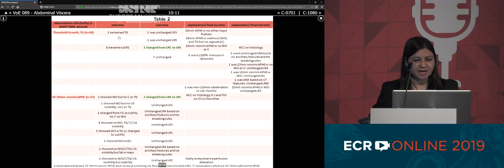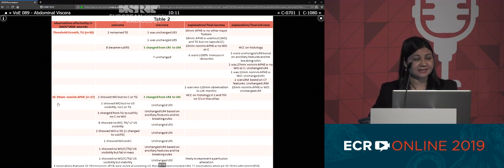It's a very busy table, but I'm going to direct your attention to these small groups and these figures. So 10 demonstrated threshold growth based on 2017 criteria. As 2018 criteria were applied, 2 remained threshold, but 8 became subthreshold. So what happened to these 8? Only 1 of the 8 changed category from LI-RADS 5 to 4, and 7 remain unchanged. I'm going to show you an example of each of these in a moment.